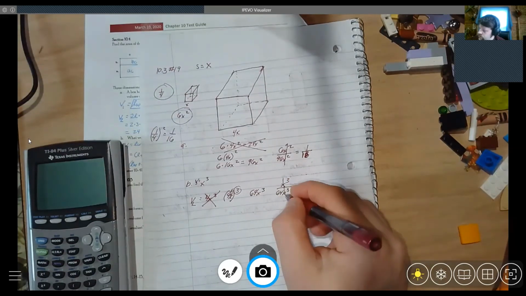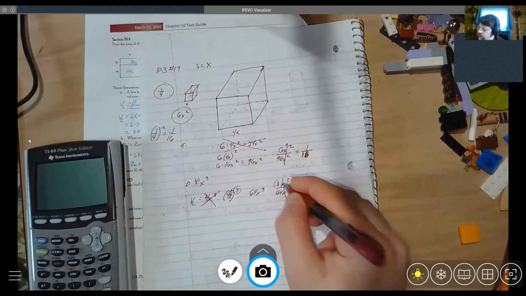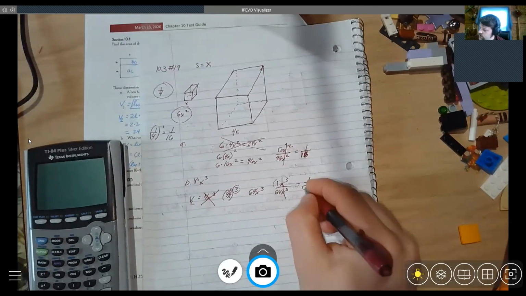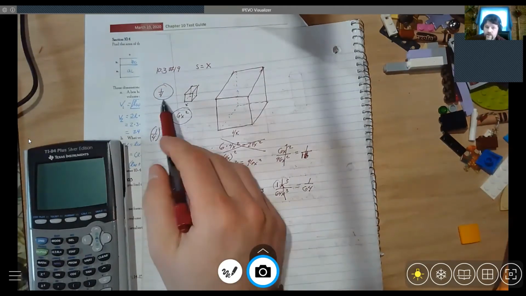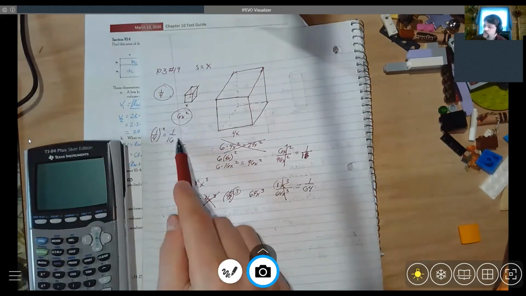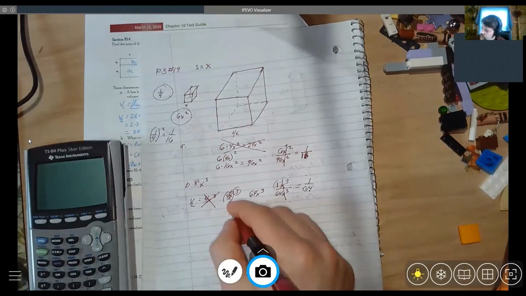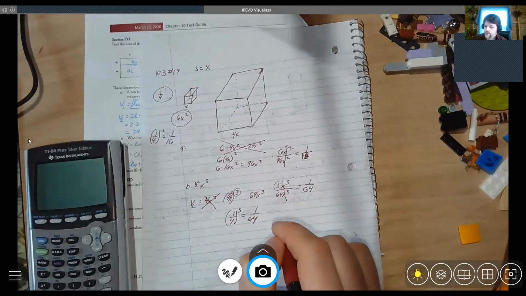Again, the x cubes will cancel, but remember we've got a 1 here, 1x cubed. So our ratio is 1/64th. And that should make sense because our sides are in the ratio of a quarter, the areas are 1/4 squared, which is a 16th, and the volumes are 1/4 cubed, which is a 64th. Okay?